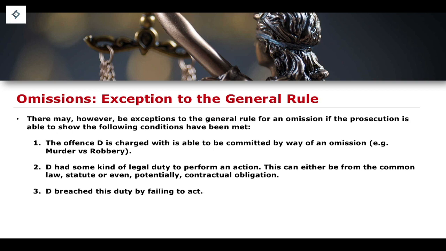And then we have the third requirement, which is that the defendant had this legal duty, but then breached it by failing to act in the way they were legally bound to do, and that this failure to act can be shown to have caused the harm in question. You might think that this is quite similar to identifying causation and liability in negligence cases, either gross negligence cases within the criminal law or even just negligence within the law of torts. There has to be a legal duty, there has to be a breach of duty, and there has to be causation.